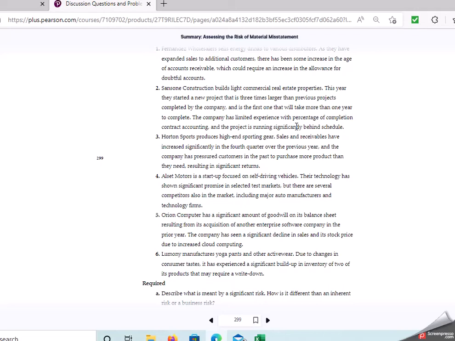Okay, then number 4, we have All Set Motors is a startup company focused on self-driving vehicles. Their technology has shown significant promise in selected test markets, but there are several competitors also in the market, including major automotive manufacturers and technology firms.